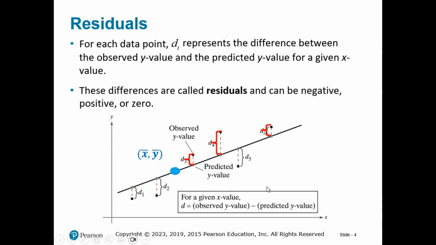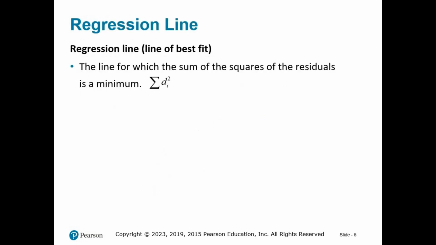The regression line always passes through the point where the x-coordinate is the average of the x values and the y-coordinate is the average of the y values. The regression line is also sometimes called the line of best fit. It is the line for which the sum of the squares of the residuals is a minimum. This means that it is the absolute shortest distance between all the points and still a straight line.